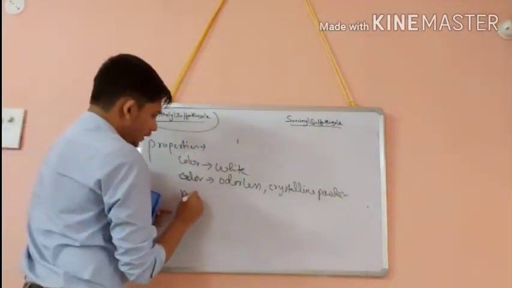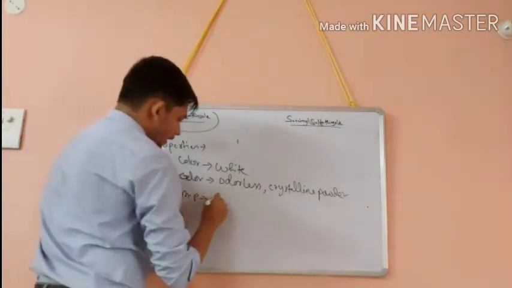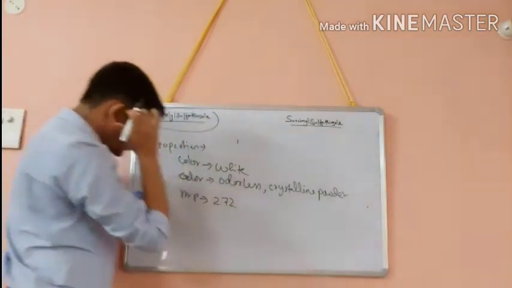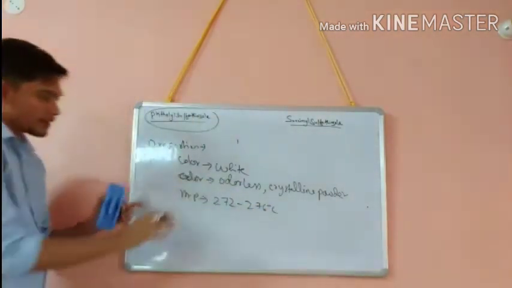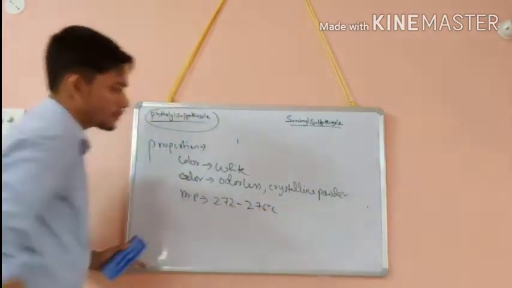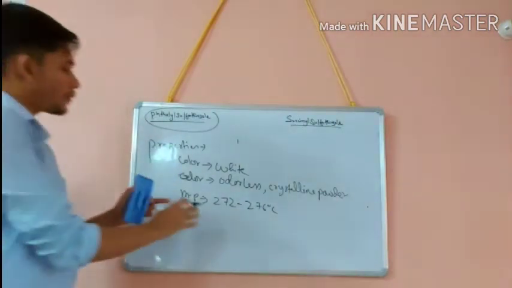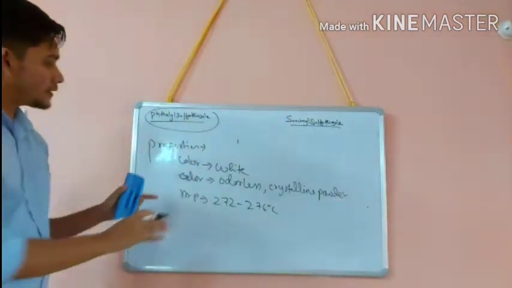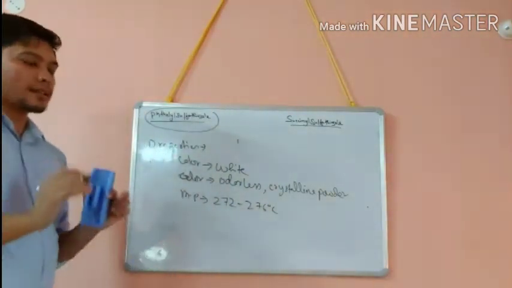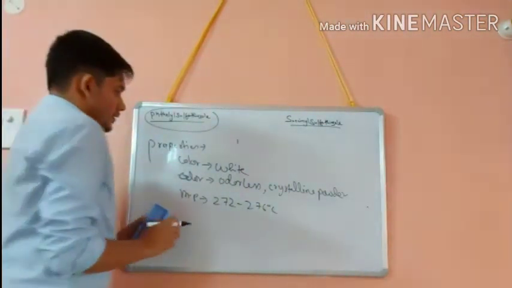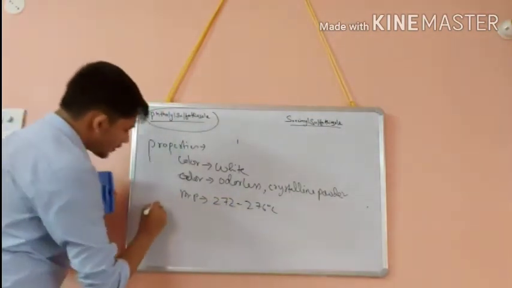Next will be the melting point. So melting point ranges from 272 to 276 degree Celsius at and around this temperature. So melting point of this phthalylsulfathiazole ranges from 272 to 276 degree Celsius. Okay. So next we will go to solubility.